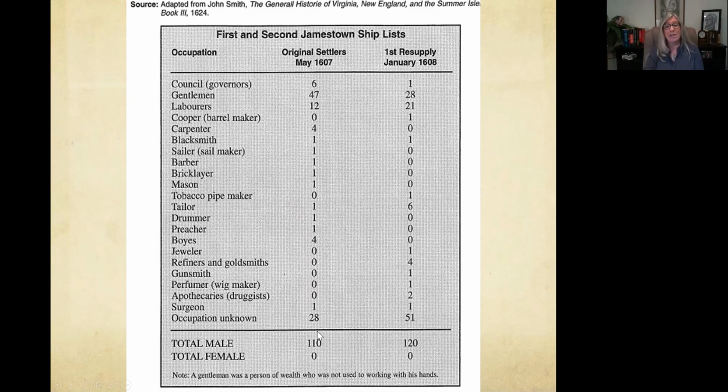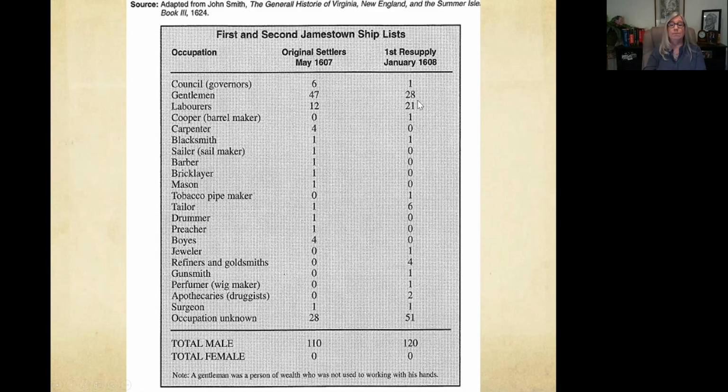Okay, so again, this is not a group of people who are planning ahead of time to deal with difficult conditions in this new colony. Then the next shipment of settlers arrives the following year. And look, we've got more of the same. We do have 21 laborers. Well, that's good to know.